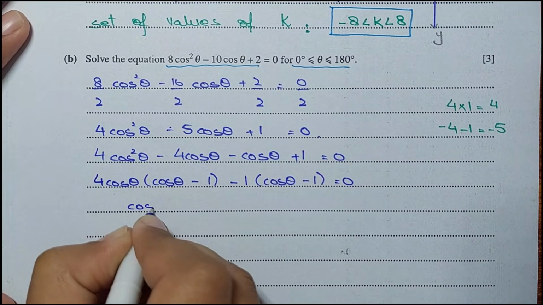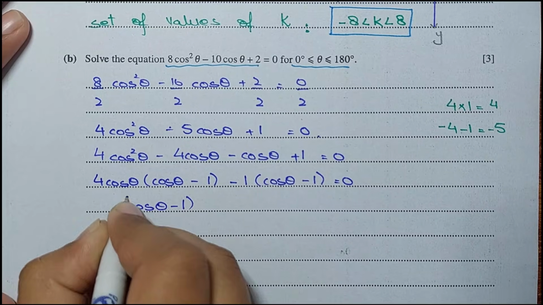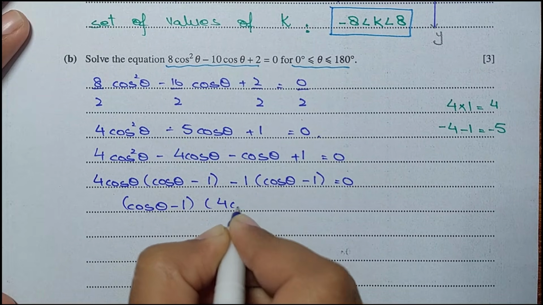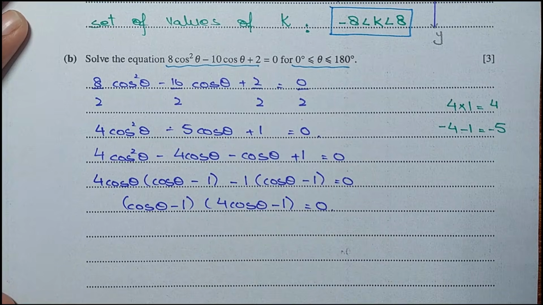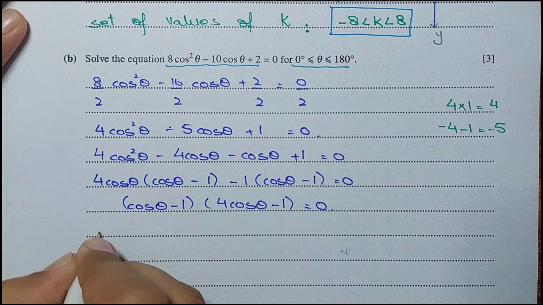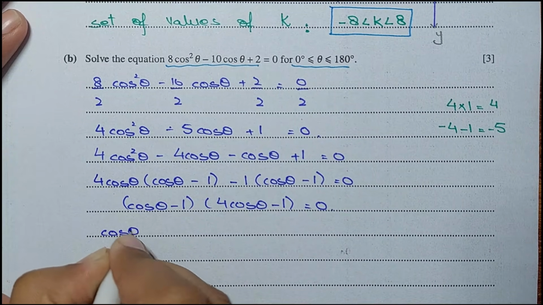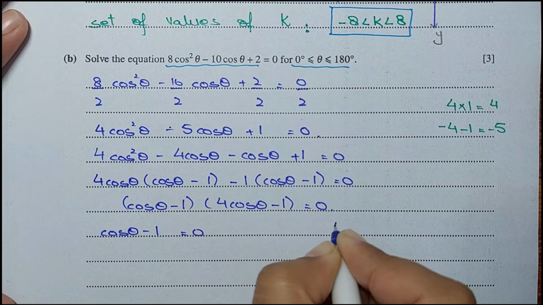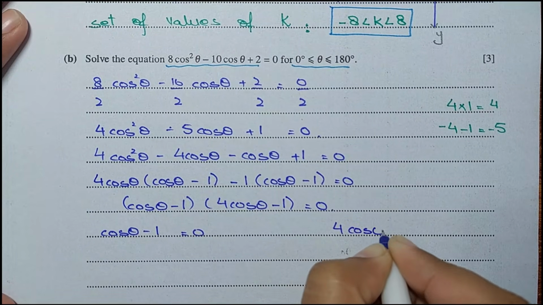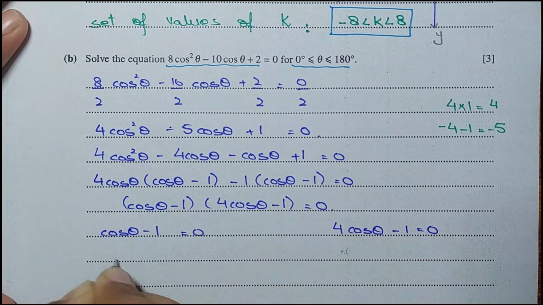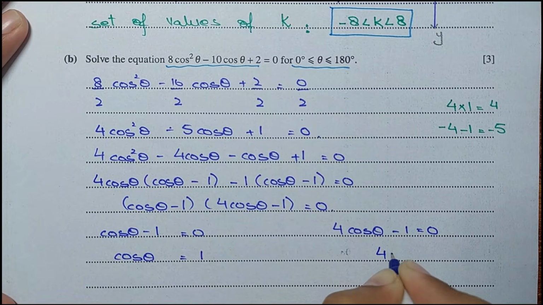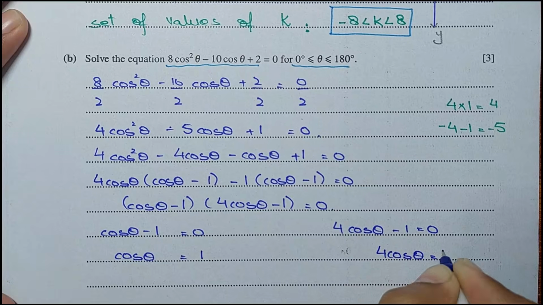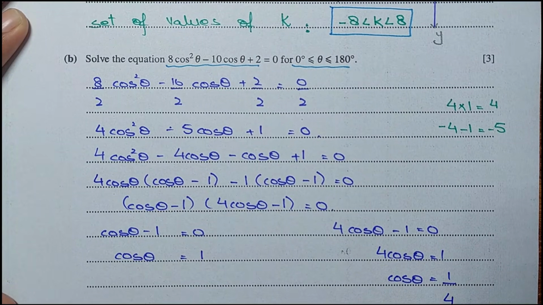So the factors are cos theta minus 1, and 4 cos theta minus 1 equals 0, right? Now we can set them separately equal to 0. Cos theta minus 1 equals 0, or 4 cos theta minus 1 equals 0. From here the cos theta value is 1, and here 4 cos theta equals 1, so cos theta is 1 over 4.